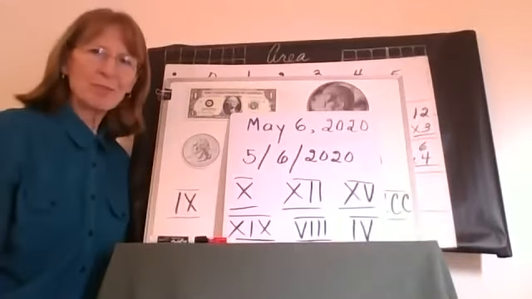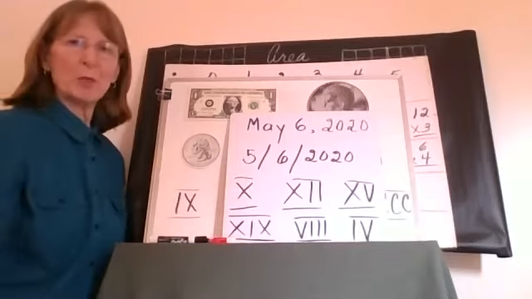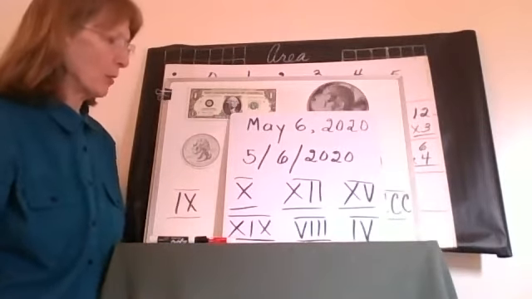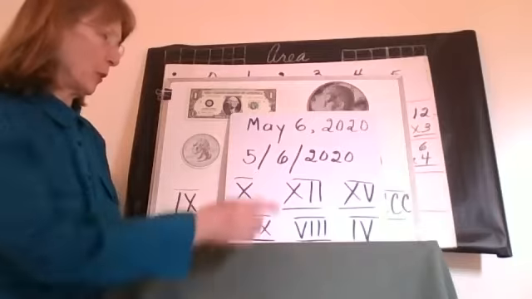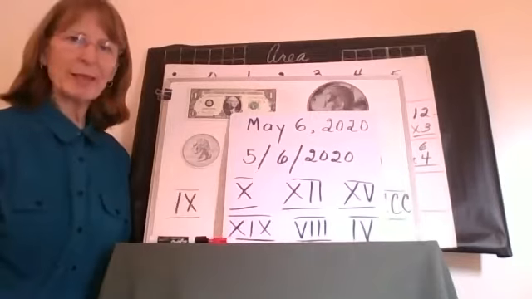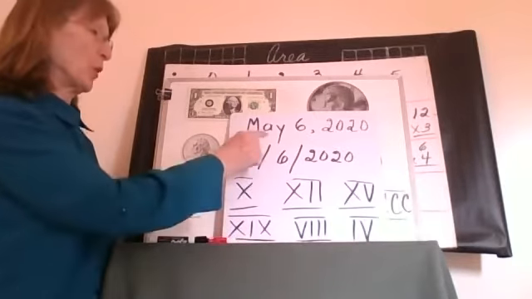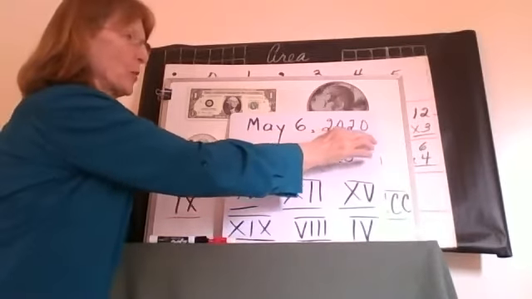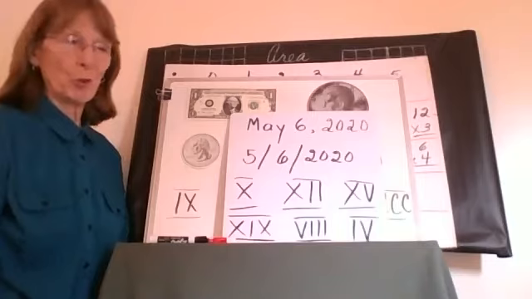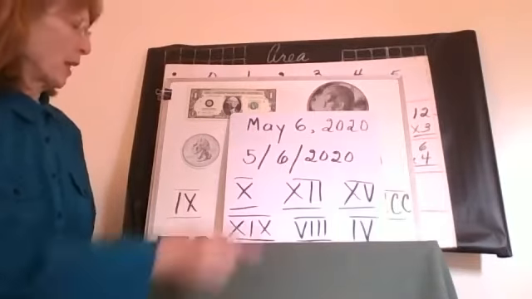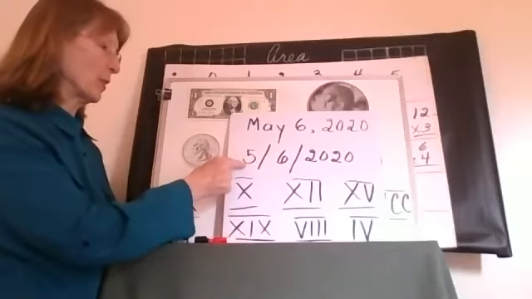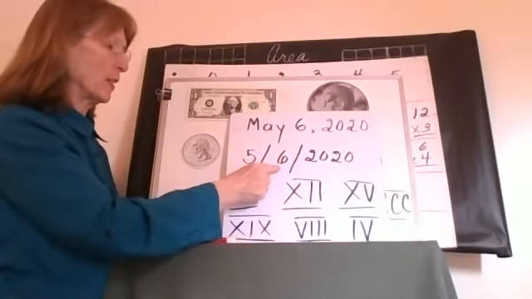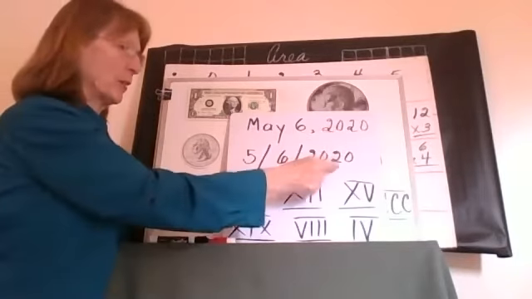Hello, class. As you can see, we're going to review some math that we've learned, and we will start with the date. Now, we normally write May 6th, 2020, and sometimes we will write the number for the month. And then we write the day and then the year.